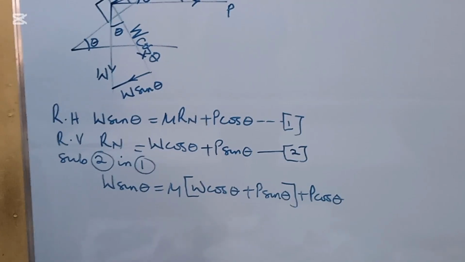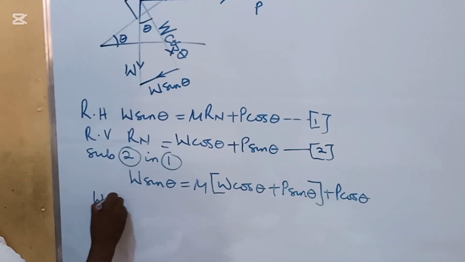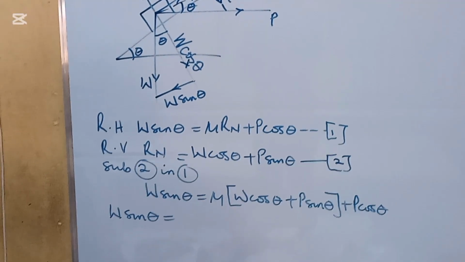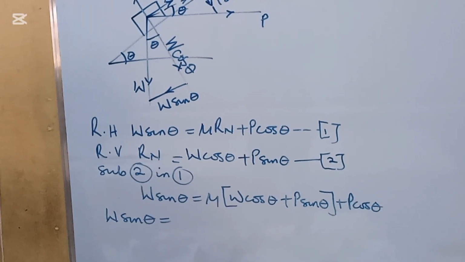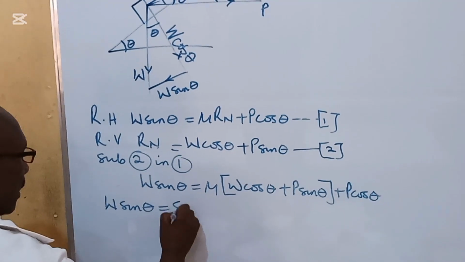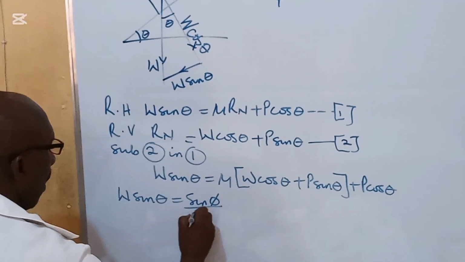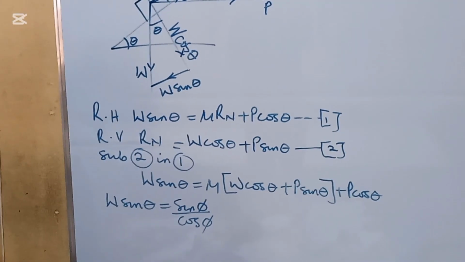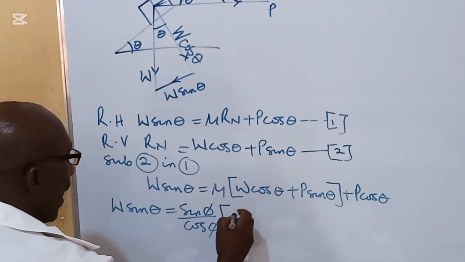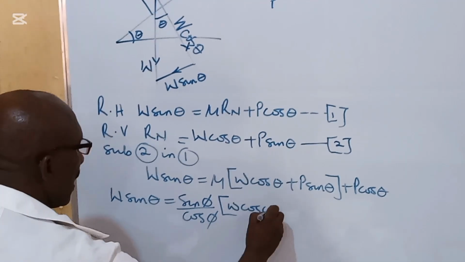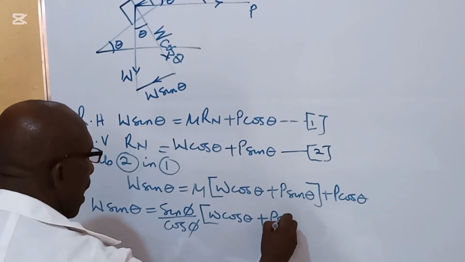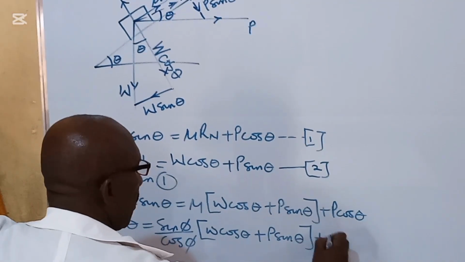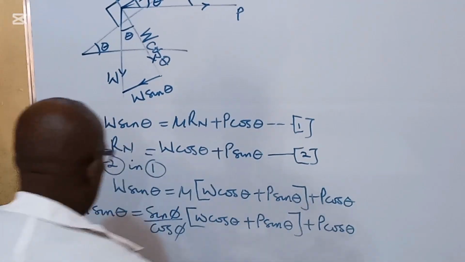Are we together? Now, we know that W sine theta is equal to what? Now, what is mu? Mu is equal to tangent phi. And tangent phi is equal to sine phi all over cos phi, where phi is the angle of friction. Right? This is equals to, we open the bracket, W cos theta plus P sin theta. Are we there? Plus P cos theta. Are we there?